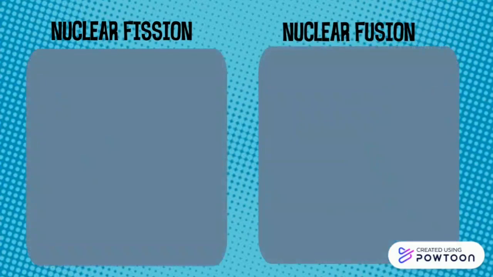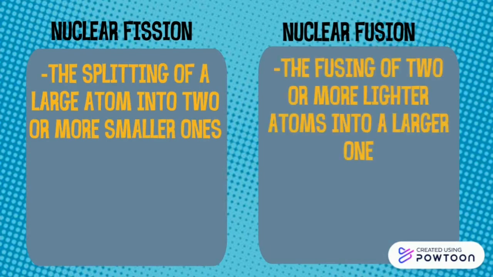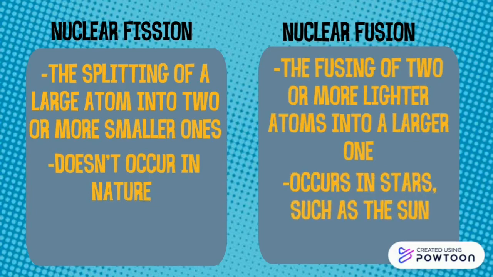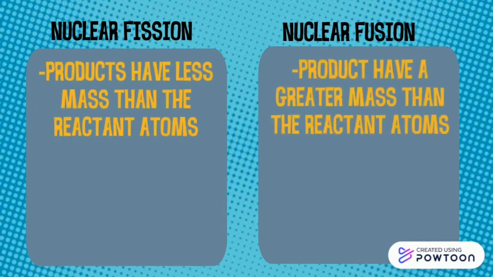So now let's put nuclear fission and nuclear fusion side by side and compare them. Fission is a splitting of a large atom into two or more smaller ones, while fusion is the fusing of two or more lighter atoms into a larger and heavier one. Fission doesn't really occur in nature, while fusion occurs in stars such as the Sun. In fission, the products have less mass than the reactants. In nuclear fusion, the product has a greater mass than the reactants.